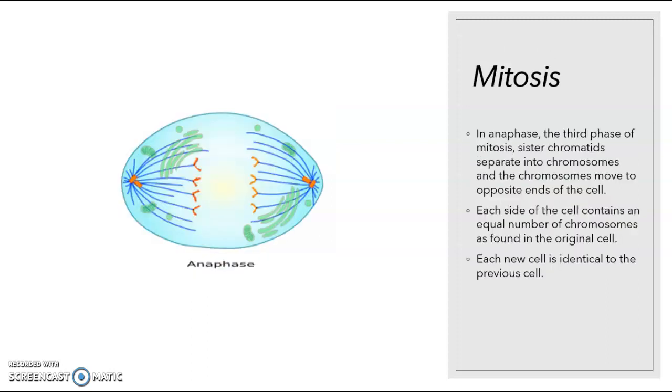In anaphase, which is the third phase of mitosis, sister chromatids separate into chromosomes, and the chromosomes move to opposite ends of the cell. Each side of the cell contains an equal number of chromosomes as found in the original cell. Each new cell is identical to the previous cell. And this photo right here will show you a cell in anaphase.